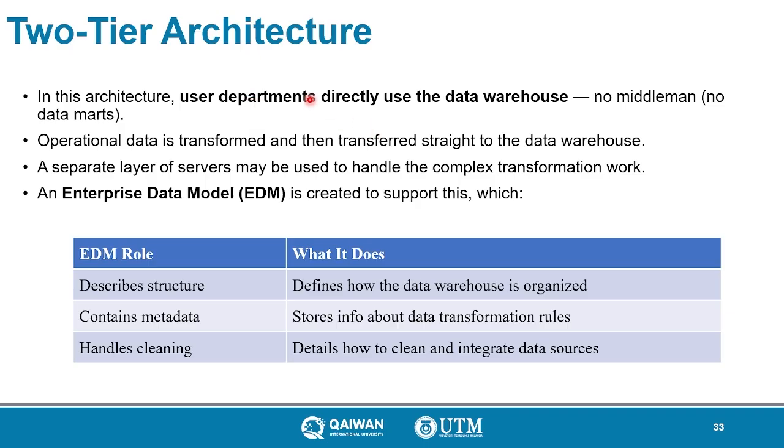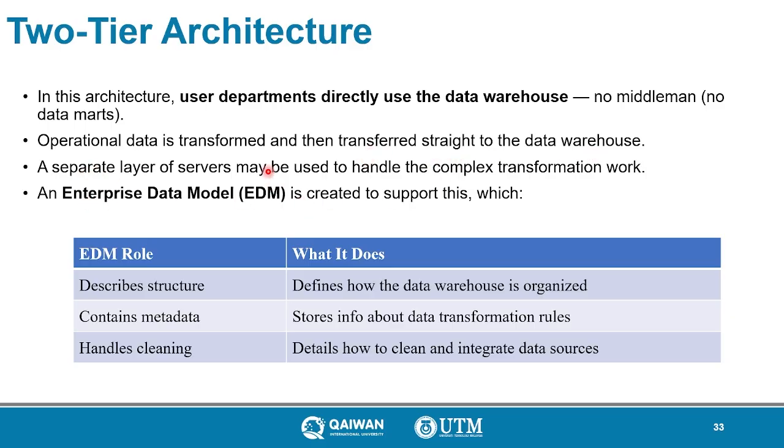Now, in this architecture, the user departments directly use the data warehouse, no middleman, no data marts. Now, you may ask me, what is a data mart? We will see what a data mart is. Now, operational data is transformed and then transferred straight to the data warehouse. So we have operational data from our system, we transform it, and we transfer it straight to the data warehouse.